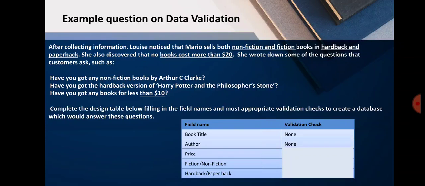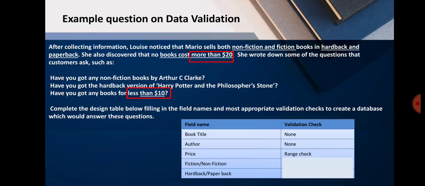can be kept none. But now price, see, so here price are books cost more than 20 and less than 10. So what kind of validation check will be required? Yes, range check, as in more than 20 and less than 10.